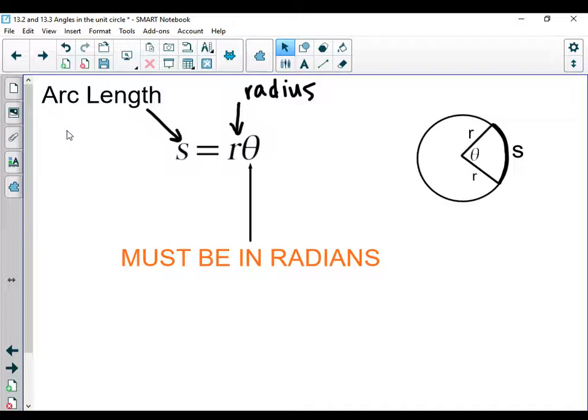Okay? So they can give you the question in degrees, but you have to convert it to radians or you'll get the answer wrong. Okay? So it has to be in radians. The formula. This is how you can find the arc length.